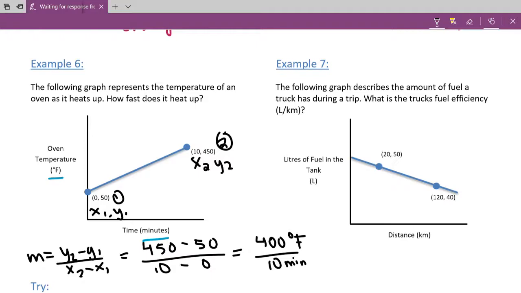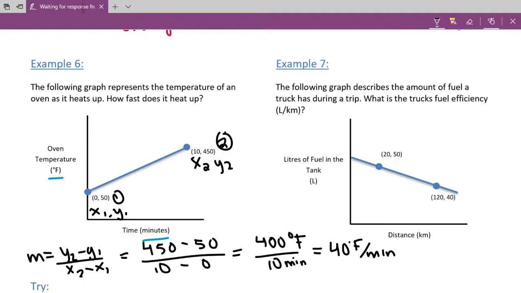If we want to talk about that rate, let's talk about it as a unit rate. Let's say per minute. 400 divided by 10. Every minute that passed, my temperature went up 40 degrees Fahrenheit. So that's our rate. That's our speed that this oven heats up at. So 40 degrees Fahrenheit per minute.